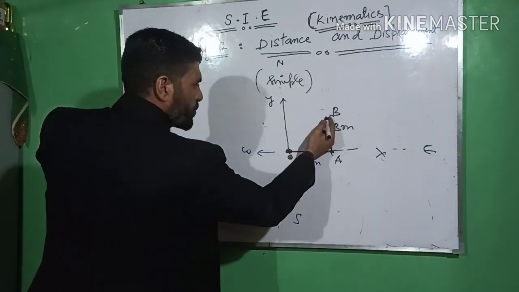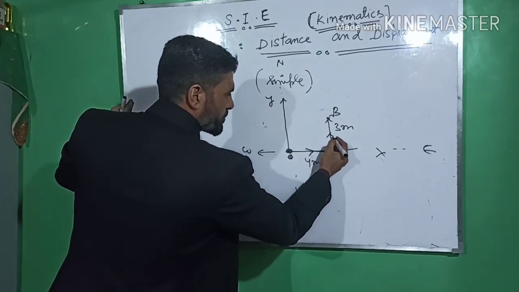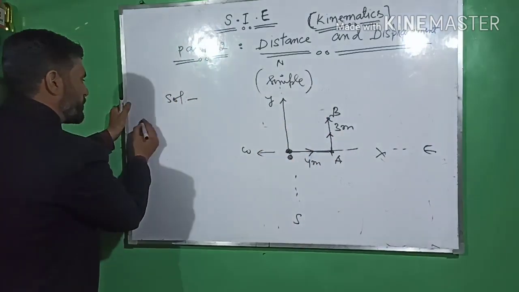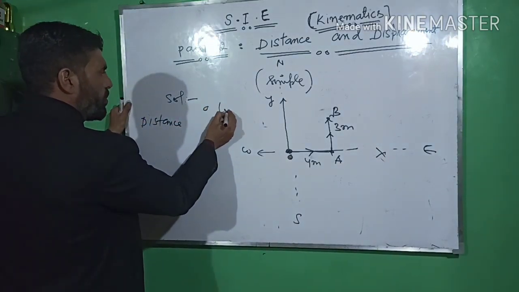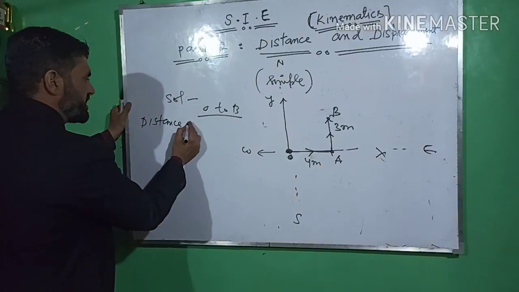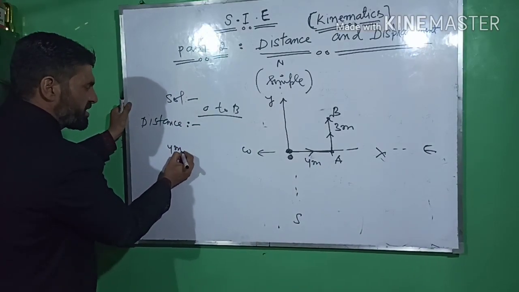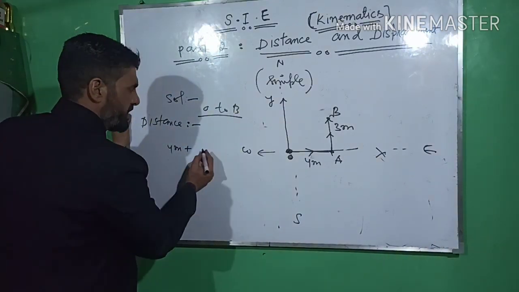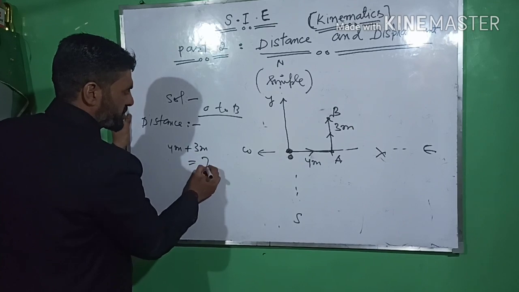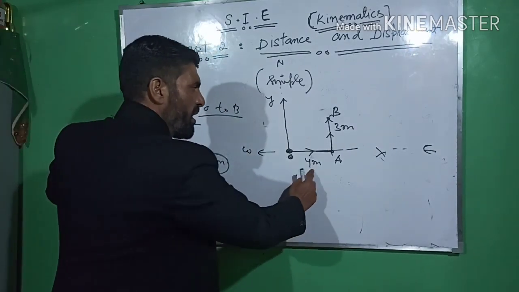So distance from O to B is simple because the actual path that it travels from O to A then goes from A to B. So distance from O to B is nothing but it is 4m, simple addition because it is a scalar quantity. These are added just like real numbers. 3m, and that gives us 7m. So it is very easy.